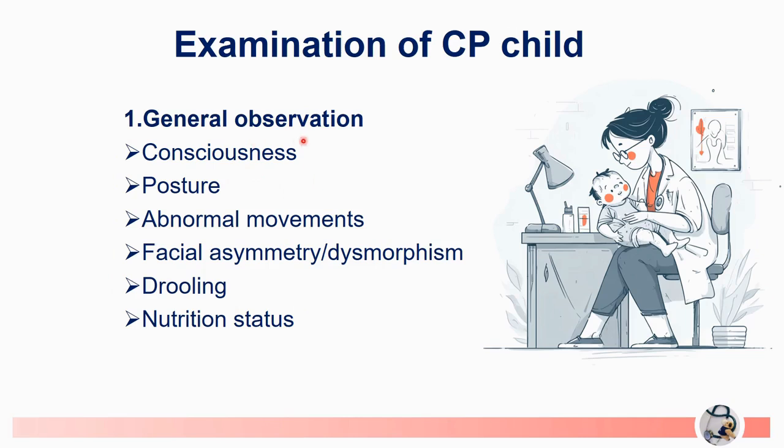Let's start with general observation. Here you'll just see the consciousness. So everything in general, it's difficult. So just see the consciousness, whether the child is irritable, alert, not alert. So that way. And posture is very important. So posture in detail I'll discuss later. So posture, in what posture this child is lying. And then if the child is having abnormal movements while you are observing, then observe for the facial asymmetry or the dysmorphism. And if there is any drooling of the saliva, and general nutrition status. So just head to toe you give a general observation, putting all these points in your mind.